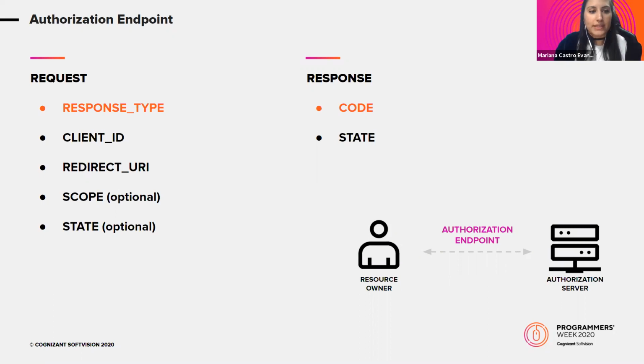And also we can send a state, which is just a random string that we generate so that we can send it to the authorization server and then expect it back. And that way we can make sure that the one answering us is actually the authorization server. And on the response then, we're gonna get two things. First, an authorization code, which is not the access token, it's just a code. And then if we send the state, we're gonna get the state back.